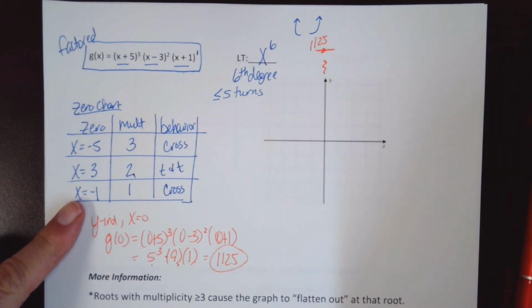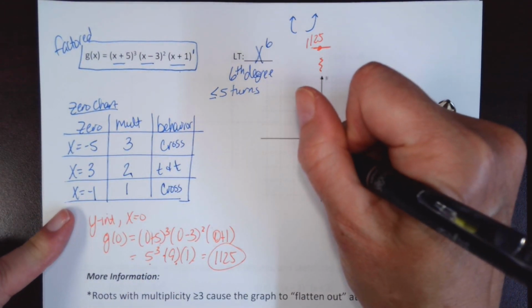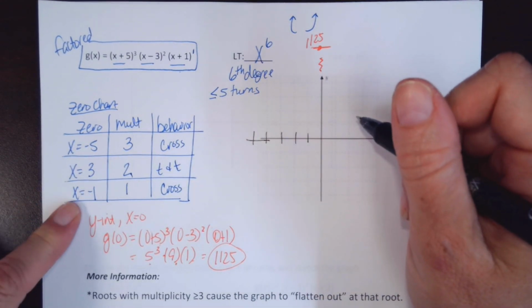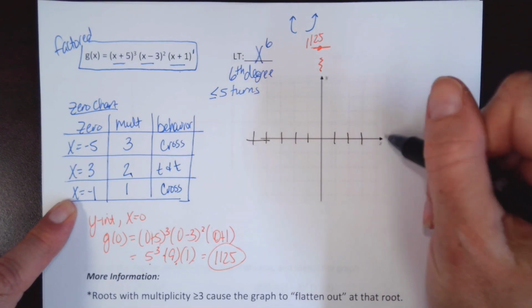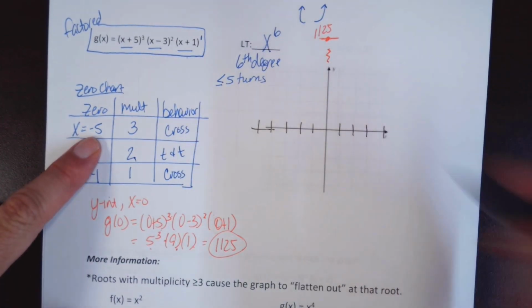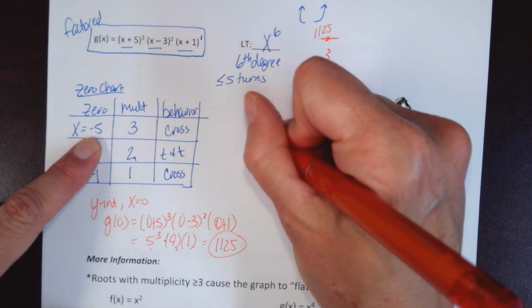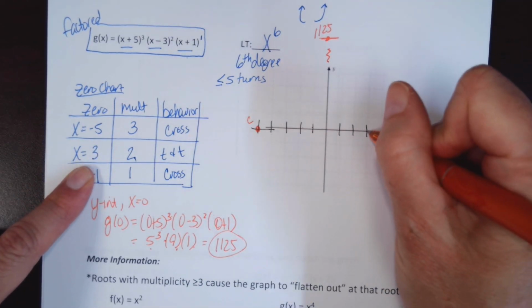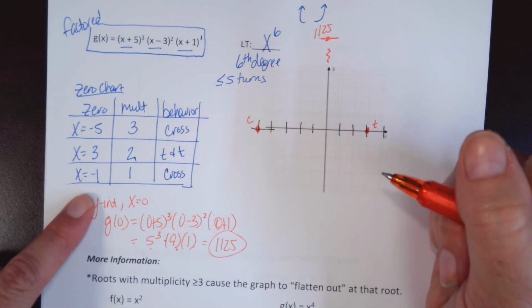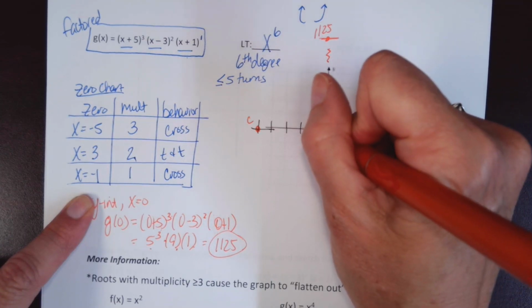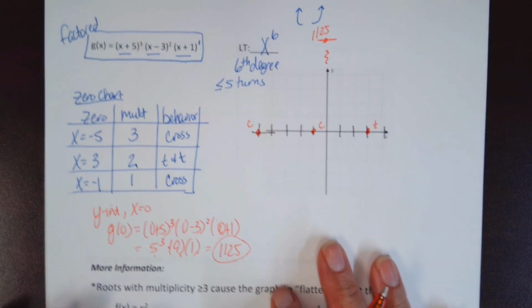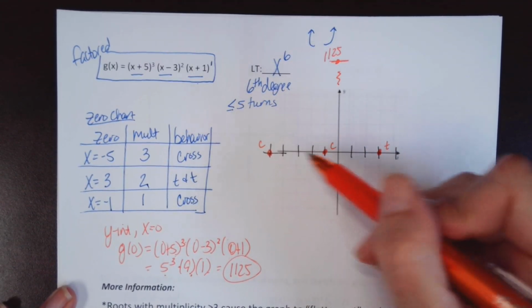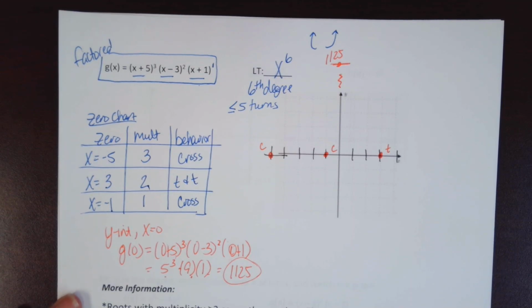All right, let's mark off. We need to go out to -5. 1, 2, 3, 4, 5. Out to +3 at least. 1, 2, 3. We'll go ahead and go to 4. I've got x-intercepts at -5, and I'm going to cross there. I've got one at +3, and I'm going to touch and turn there. And I've got one at -1, and I'm going to cross there. My y-intercept is way up here. So whatever my graph does, it has to make sure it hits all 4 of those points.